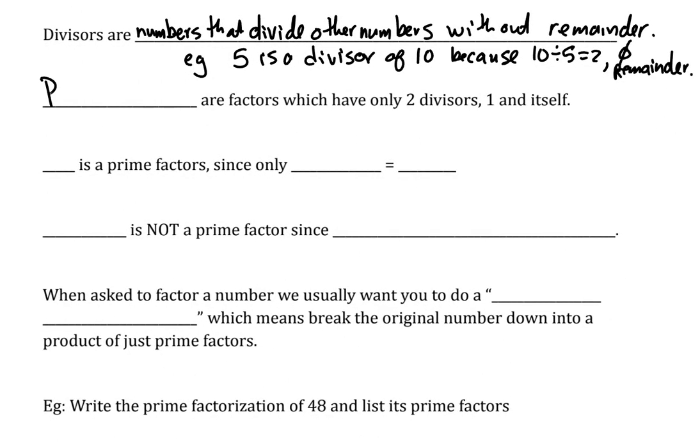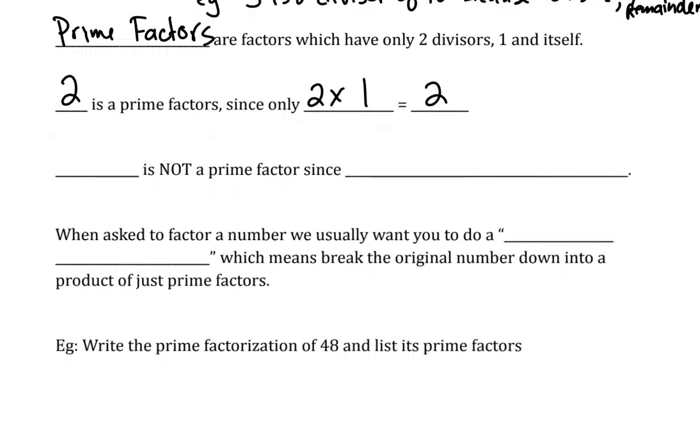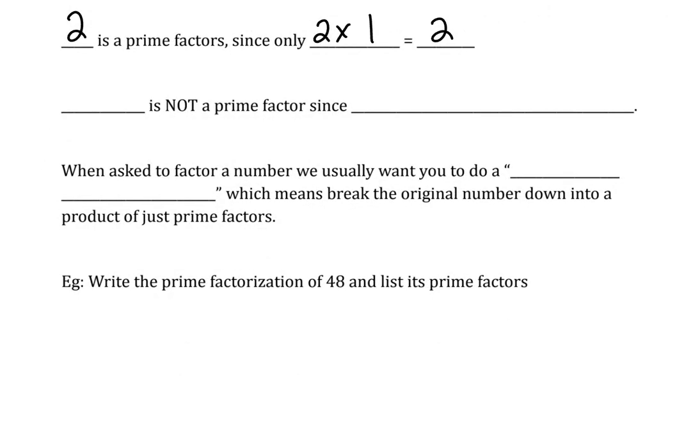Prime factors are factors that only have 2 divisors, one and itself. So, for example, 2 is a prime factor since only 2 times 1 is 2. Another example of a prime factor is 3, because 3 times 1 is 3, and that's the only way you can multiply to it.